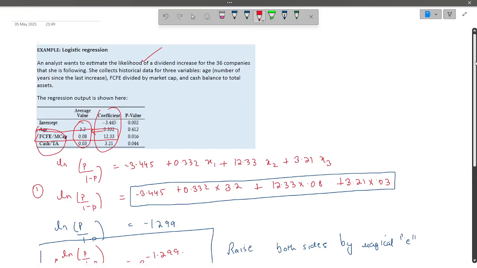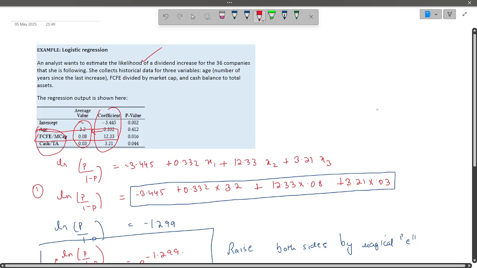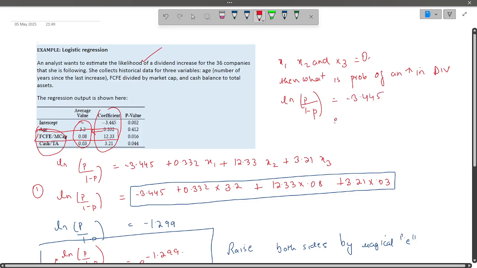Guys. No, sir. So now in the original equation, tell me, if x1, x2 and x3 all equal 0, then what is the probability of an increase in dividend? If x1, x2 and x3 all equal 0, then the natural log of odds equals b0, which is minus 3.445. Then raise e to the power: p by 1 minus p equals e to the power minus 3.445. Calculate p, keep it calculated, I'll be back in one second.